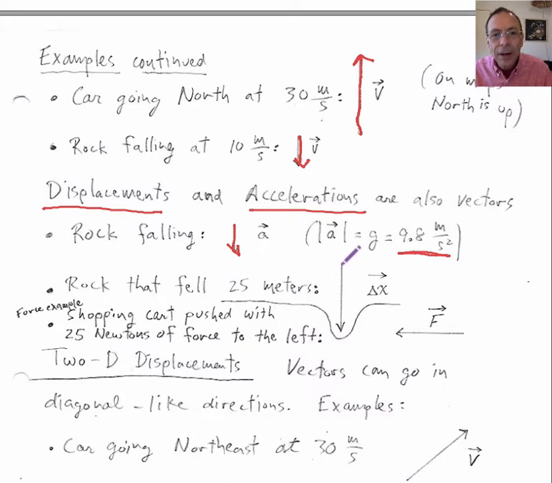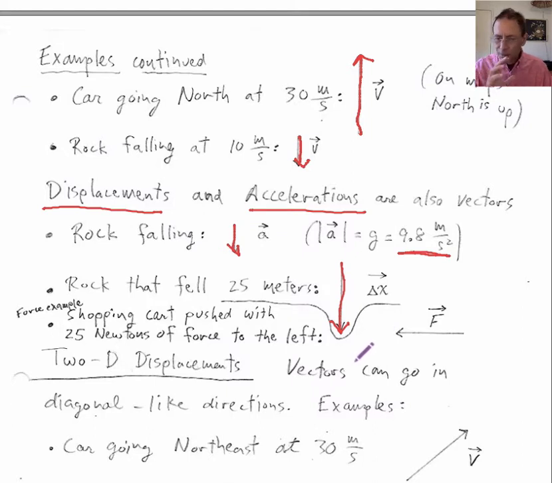And then here I've drawn a vector which is 25 millimeters long, and it represents a rock that's fallen 25 meters with the scaling. Yet another example, I've got a shopping cart which is being pushed with 25 newtons of force to the left. And so I've got a 25 millimeter long vector pointing to the left.